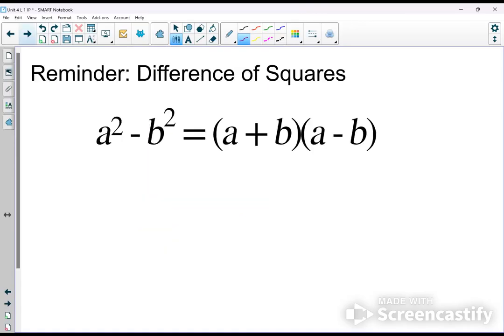So we did just use the difference of squares, but here's a reminder of the formula. If you can rewrite something as something squared minus something squared, it factors into a plus b times a minus b, or the square root plus the other square root times the square root minus the other square root.